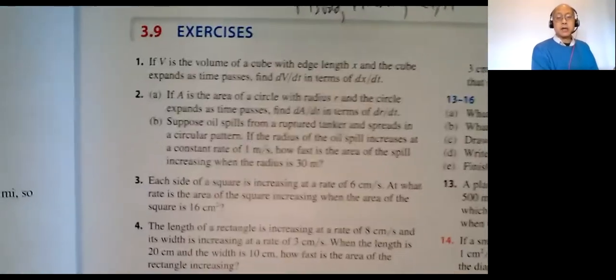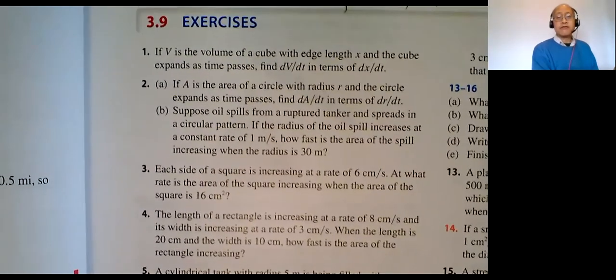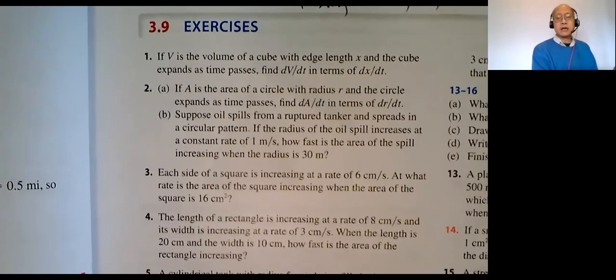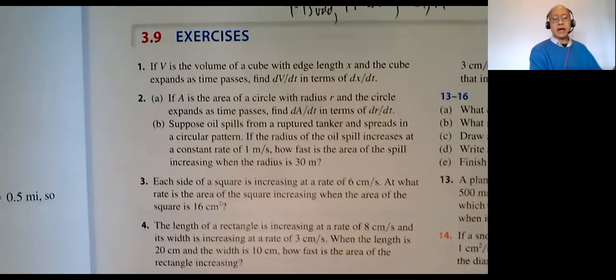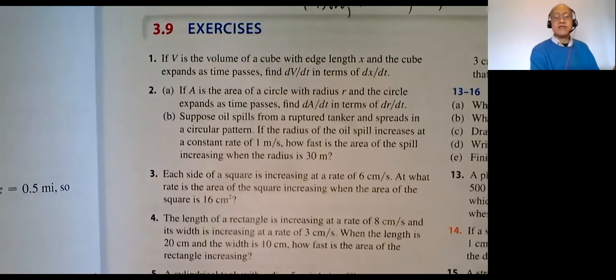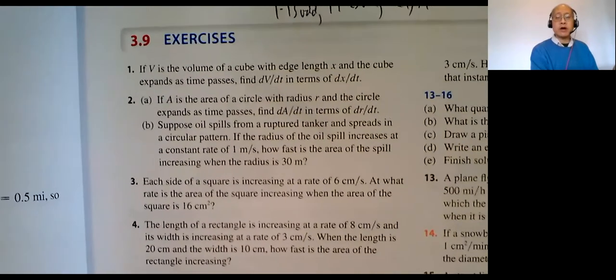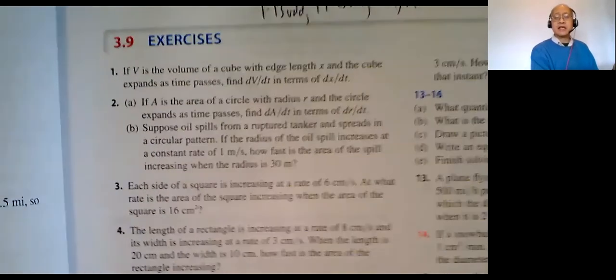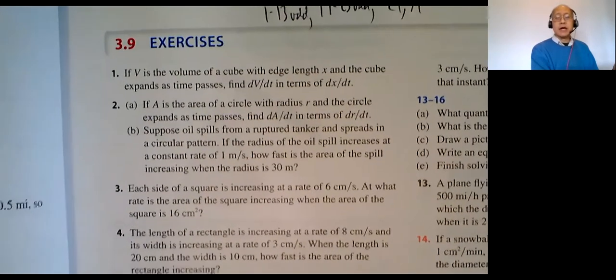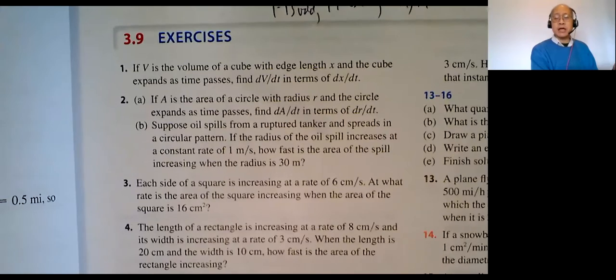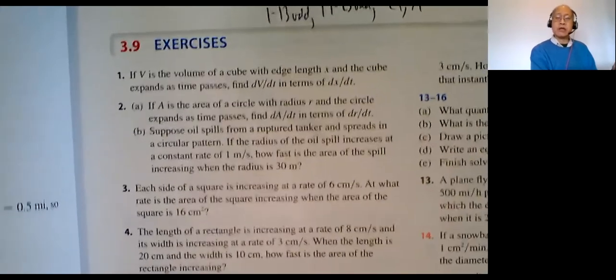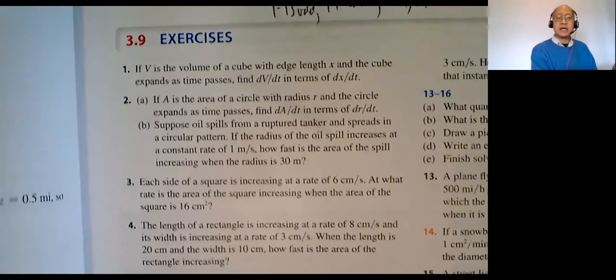Okay, so how do I take all these words and make it into a related rates problem? Number one, V is the volume of a cube with edge length x, and the cube expands as time passes. Find dV dt in terms of dx dt. dV dt stands for rate of change of volume with respect to time. dx dt, rate of change of x with respect to time. And the nice thing about the d notation, the Leibniz notation, L-E-I-B-N-I-Z, is it tells you exactly what the variables are. Volume and time, x and time.